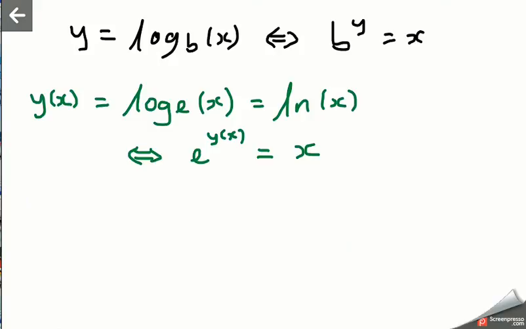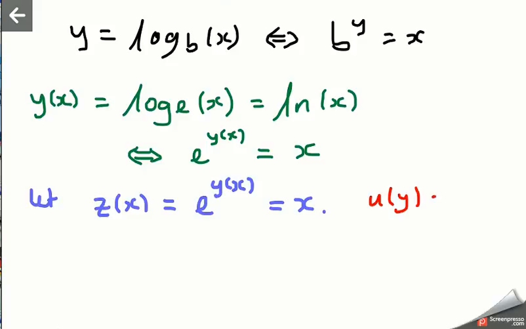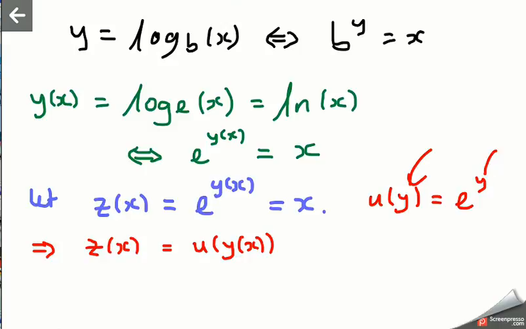Same as before, kind of. Now let z of x equal e to the power of y of x, which of course is still equal to x. We will also let u of y, so u is a function of y, be equal to e to the power of y. That means z of x is equal to u of y of x, because e to the power of y of x comes from putting y of x into u. So z of x is equal to u of y of x.